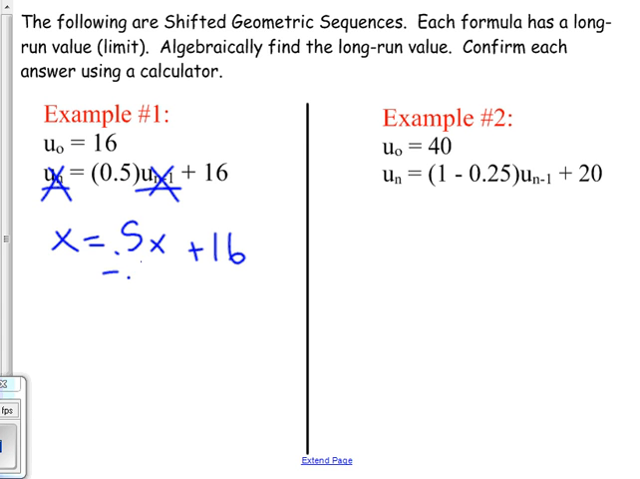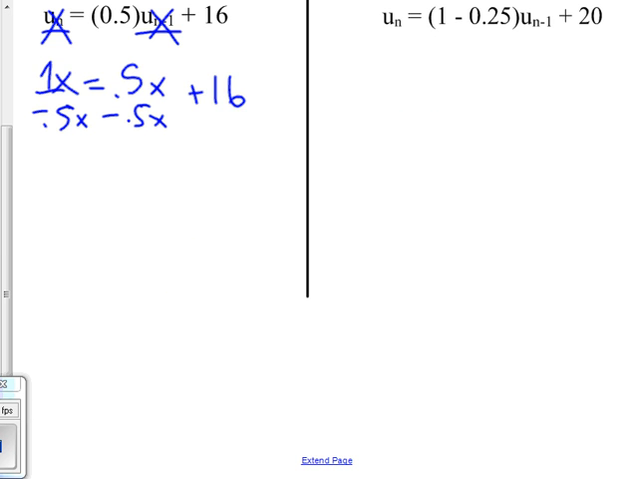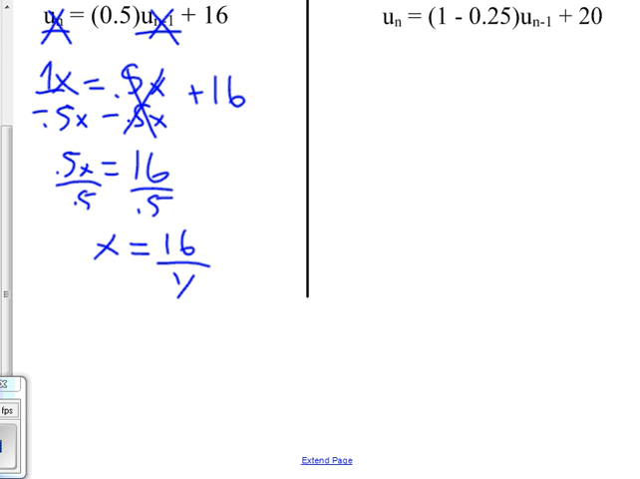So we're going to subtract 0.5x from both sides, and this is 1x, and we just never write the 1 there because it doesn't do anything, but this is actually 1x. Subtracting 0.5x, we end up with positive 0.5x. These cancel, leaving 16, dividing by 0.5 on both sides. x is going to end up being the same thing as 16 over 1/2.